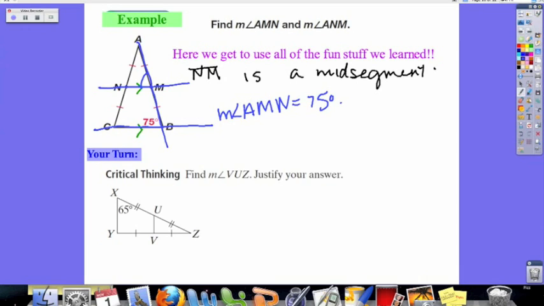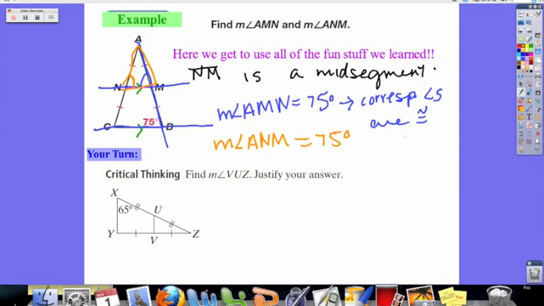And the reason here is because corresponding angles are congruent. So that's using one of the fun things that we learned. And then you could also think of this top one, triangle AMN, up here. If we look at this triangle up here, this is an isosceles triangle. So if this is 75, then ANM, this angle over here, is also 75. So the measure of angle ANM is 75 degrees also.